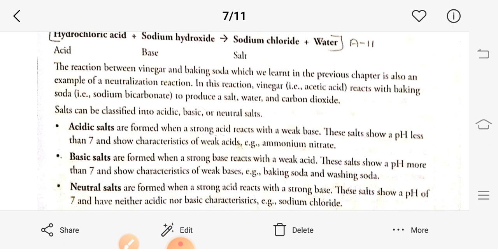What are the examples we can give? We can give the examples of baking soda and washing soda.